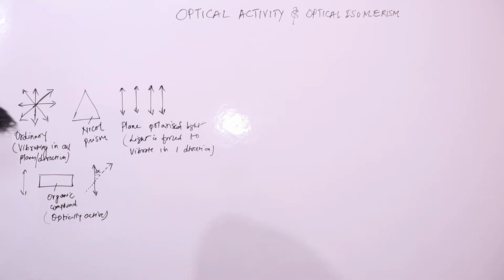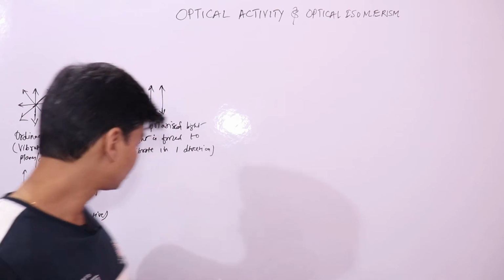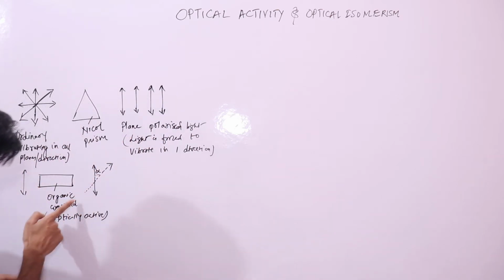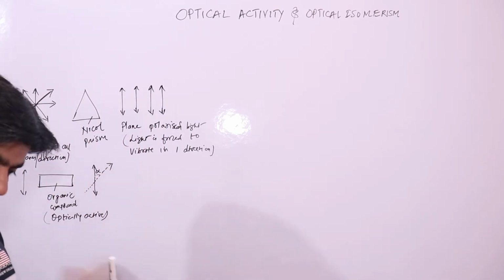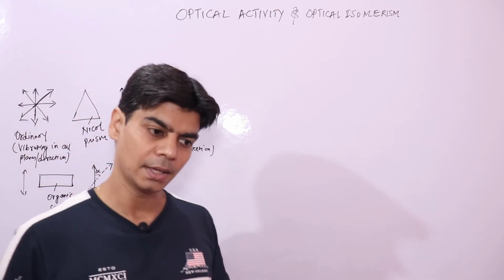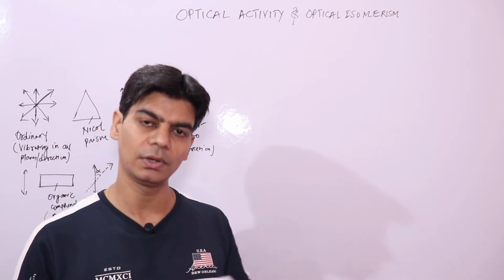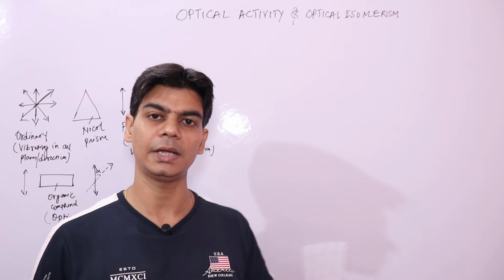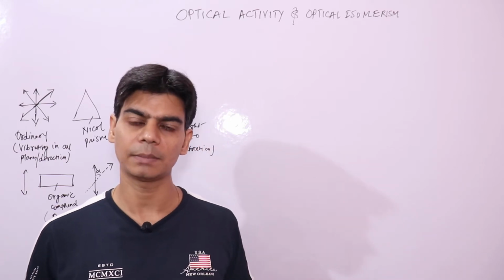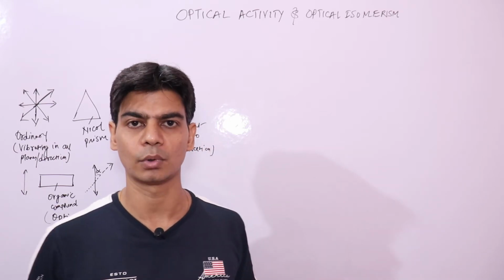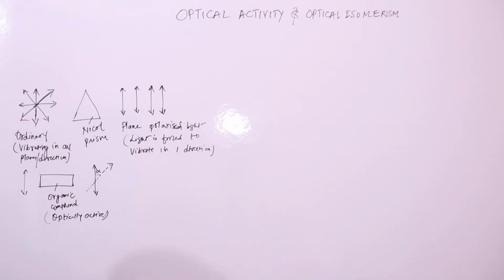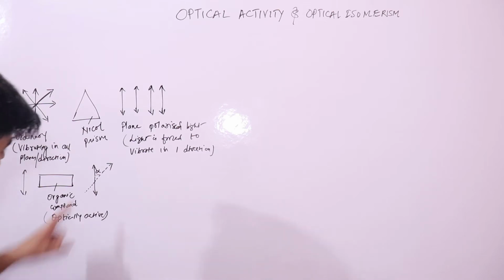One type of compound are those that will rotate this plane of polarized light in the right direction, right? And there are other compounds that will rotate the plane of polarized light in the left direction. And there are certain compounds that will not rotate the plane of polarized light, right? So we'll go one by one, right? First is those compounds that will rotate the plane of polarized light towards right, right?